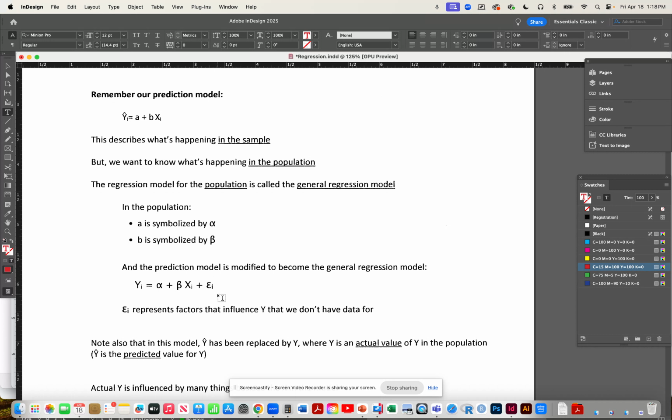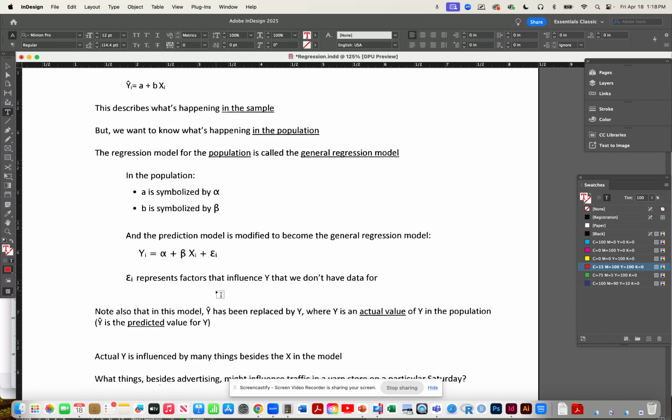And that symbol that looks like an E is epsilon, and it represents factors that influence Y that we don't have data for. So same thing when we learned about correlation, that model only explains so much, and then there's this much that's unaccounted for. And that's captured by this term right here.